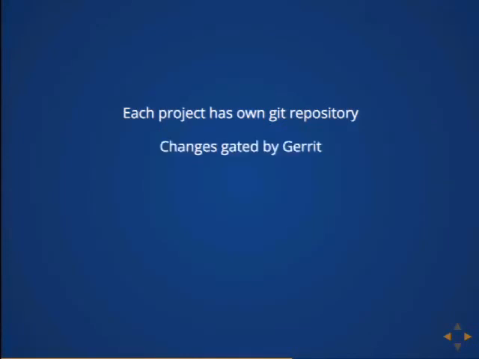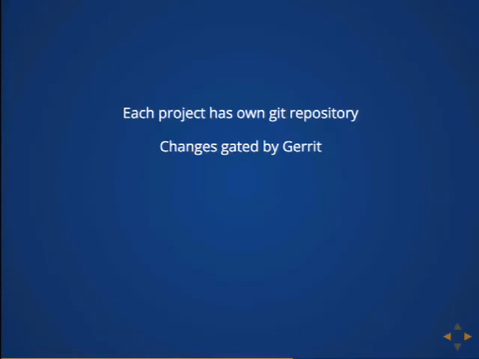Project structure. Each project has its own Git repository that's mirrored to GitHub. It may look like they're all hosted on GitHub, but it's hosted on their own, and then mirrored off to GitHub. Changes are gated by Gerrit. Gerrit is a thing that fell out of Google for doing gating into a code repository.